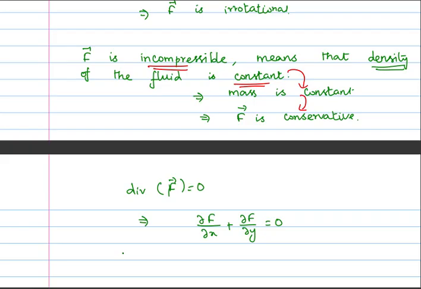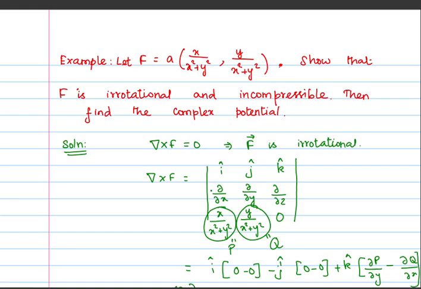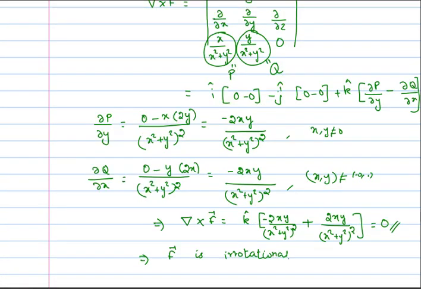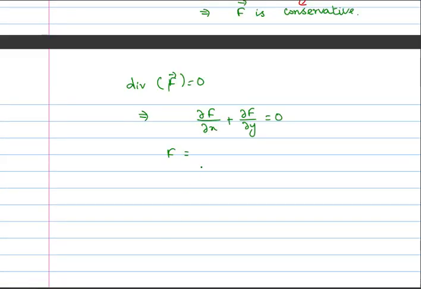The F vector is already given. I forgot to write the constant A, so A will be there everywhere. Now the F vector is A times x divided by x square plus y square i hat plus y divided by x square plus y square times j hat.